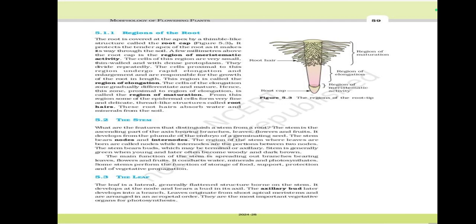The leaf is a lateral, generally flattened structure borne on the stem. It develops at the node and bears a bud in its axil. The axillary bud later develops into a branch. Leaves originate from shoot apical meristems and are arranged in acropetal order. They are the most important vegetative organs for photosynthesis.